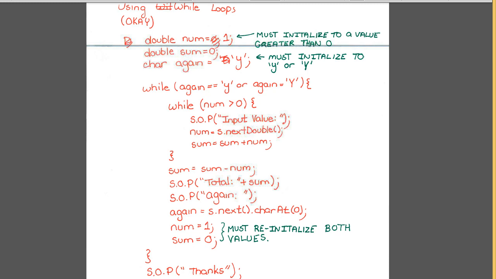So we actually put the condition at the top for a while loop here. So it's going to check the condition. If this fails, it skips right to the bottom. If it passes, it goes in.